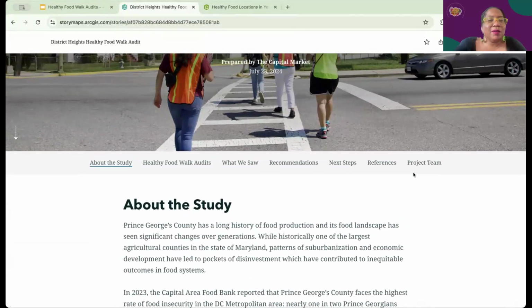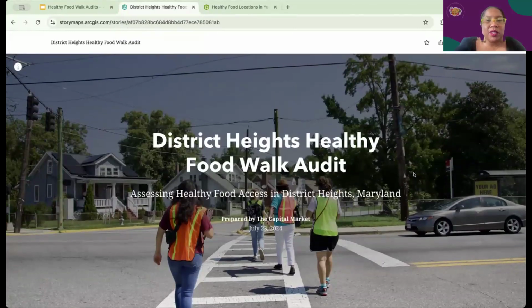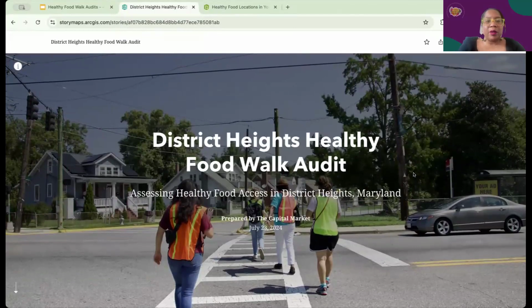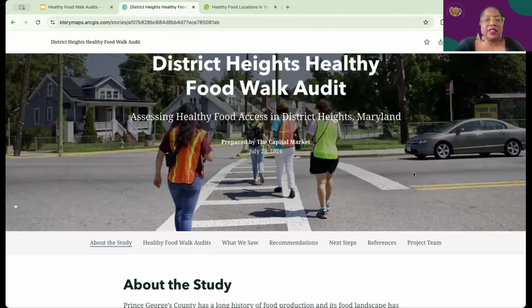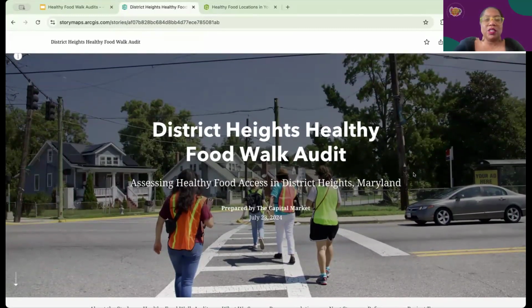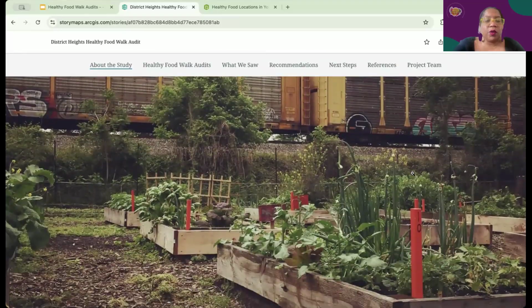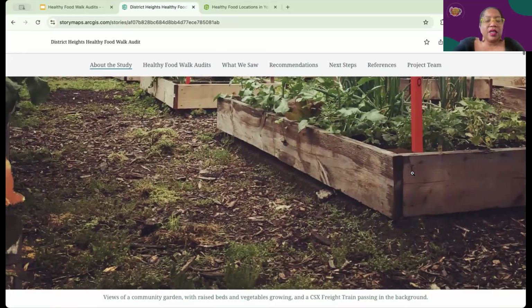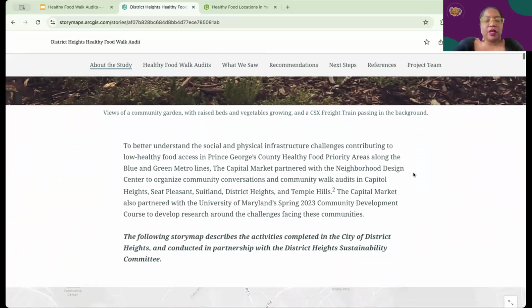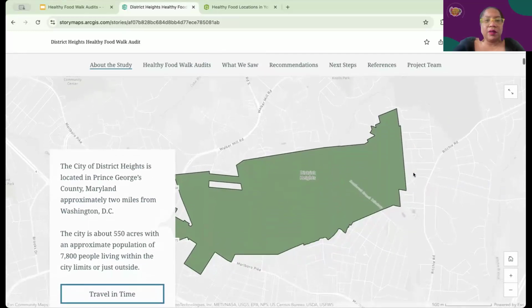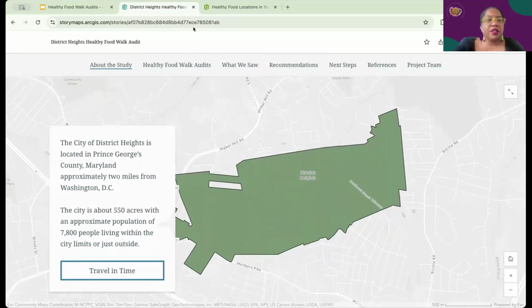All right, so this is our walk audit story map that we developed for the city of District Heights, that we used with them, and that they have been using to share out some of their findings. And the city has used this research that we prepared for them as a key component of their sustainability efforts and sustainability initiatives, and also economic initiatives in the community as well. Of course, we include lots of graphics and images as part of this work. And then I'll walk you all through some of the mapping.